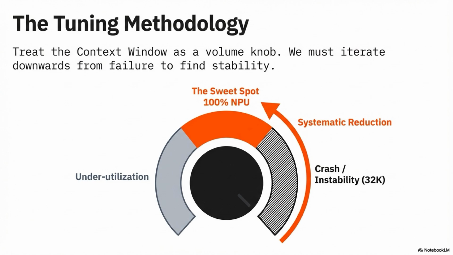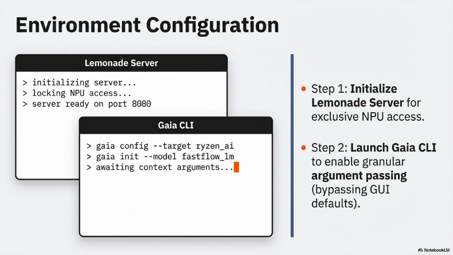Treat the context window like a tuning dial. Step 1: identify your failure point, 32K in this case. Step 2: reduce incrementally, 16, 12, 8. On one end, the system crashes. On the other, utilization drops. The middle zone gives 90 to 100% NPU activity without swap thrashing. That's your sweet spot, unique to your hardware and model.